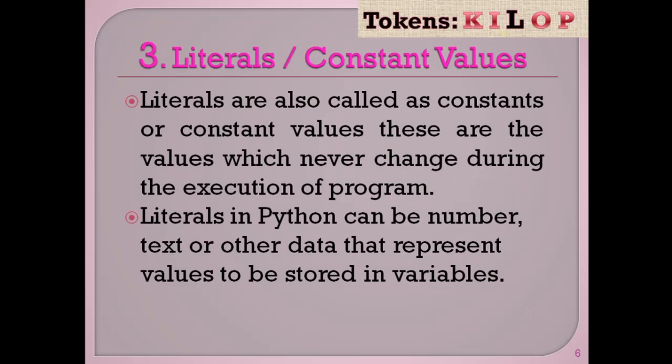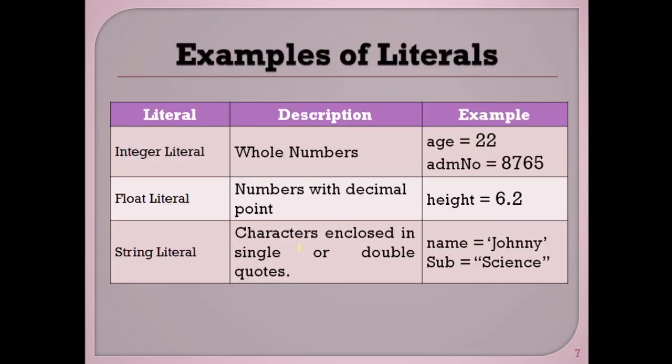Then the third token is L for literals. Literals are also called constants or constant values. These are values which never change during the execution of the program. The values that will not change during the program execution are called literals. It can be a number, text, or other data that represent values to be stored in variables.